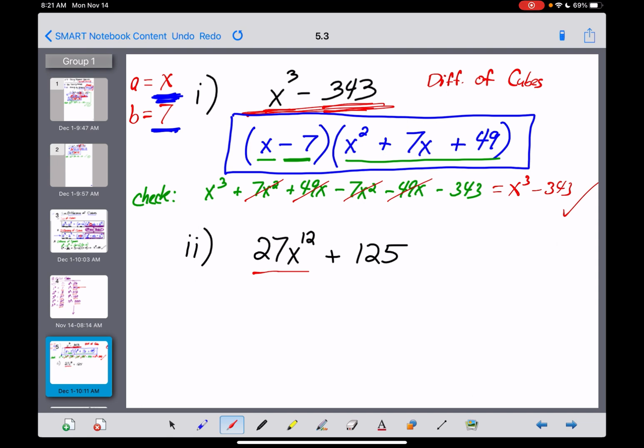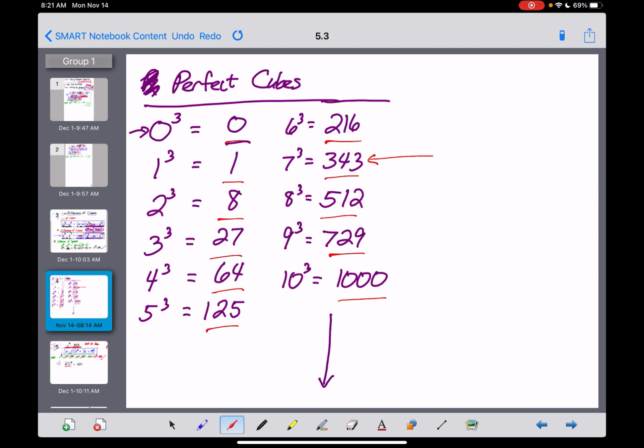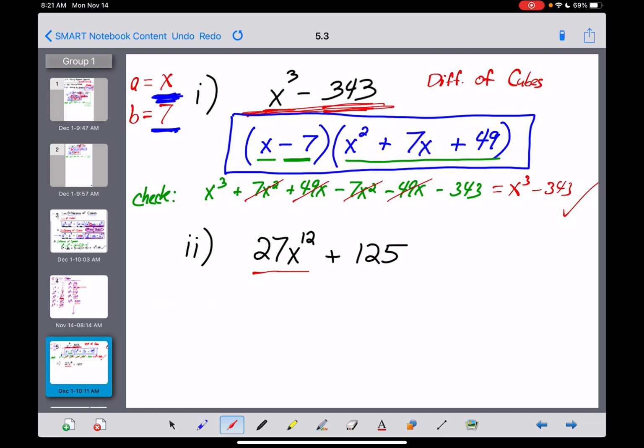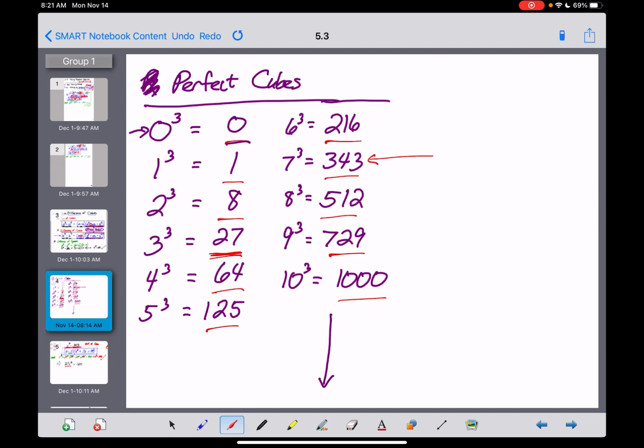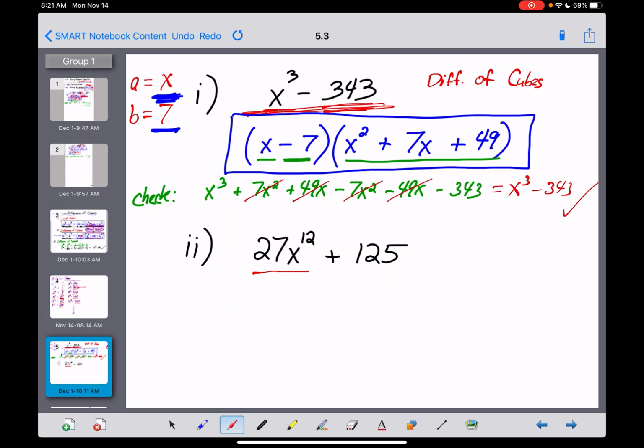27x to the 12th. Is that a perfect cube? Well, if we go back to our list, 27 is a perfect cube, so that's good. But a lot of people want to look at this and say that x to the 12th is not. Their reasoning is because 12 was not in this list right here. But guys, the rules for exponents are a little bit different. A variable raised to a power will always be a perfect cube if this exponent is divisible by 3. And in this case, it is. I'll show you that in just a second.